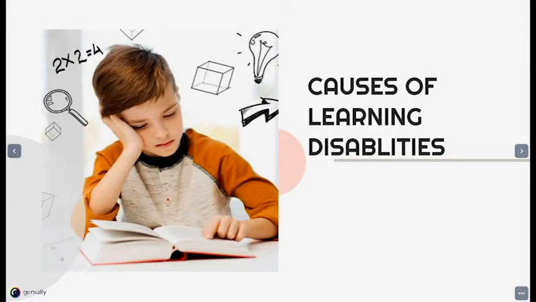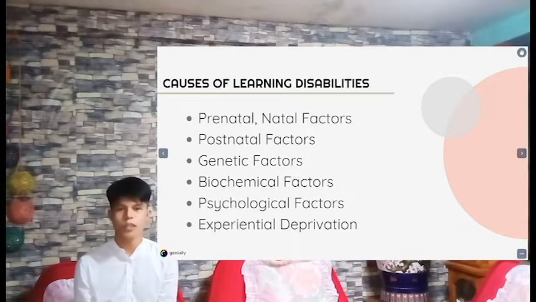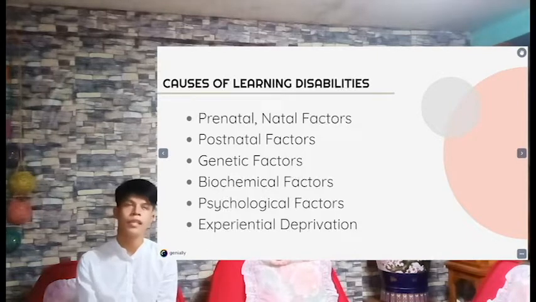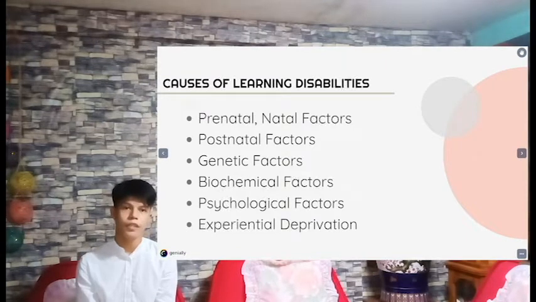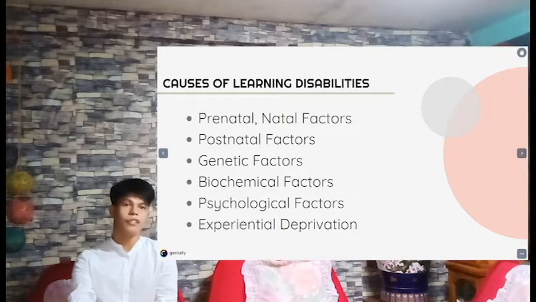Causes of learning disabilities. Factors that affect the brain are many and varied, and they include the effects of damage resulting from toxic substances such as drugs, alcohol, certain minerals, early deprivation, poor nutrition, and oxygen starvation. These can affect in the prenatal and postnatal stages. So first is the prenatal and natal factors.